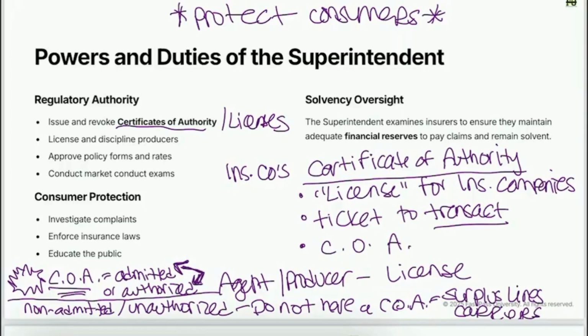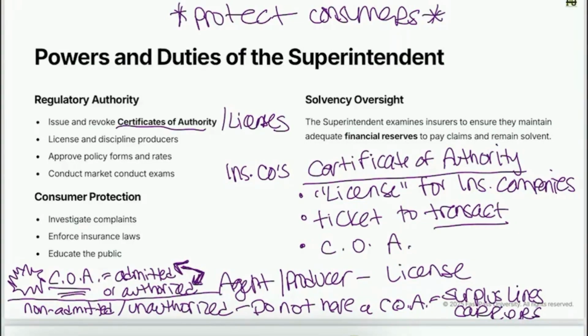Okay, so a whole lot on the first bullet point, but I wanted to let you know how that all connects, and that does fall in line with the superintendent's roles and responsibilities. So they issue and revoke certificates of authority and licenses. They license and discipline producers if needed. They approve policy forms and rates. They do not set rates. Okay. They love that exam question.